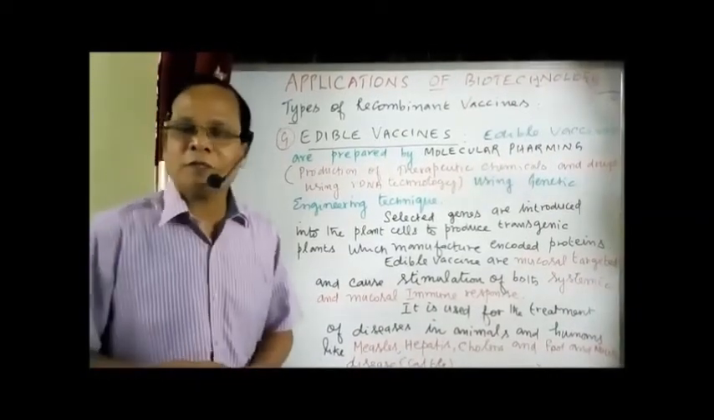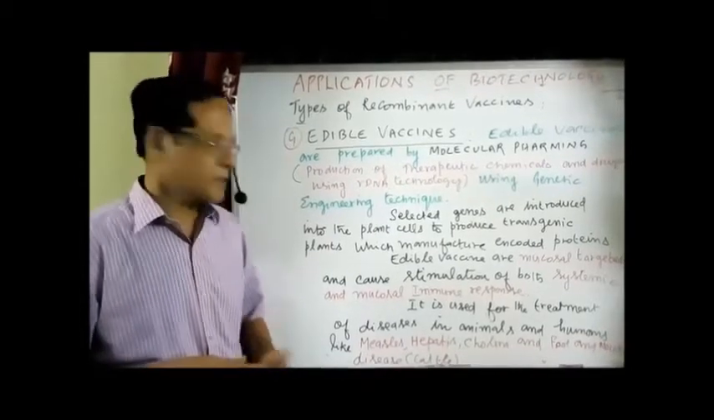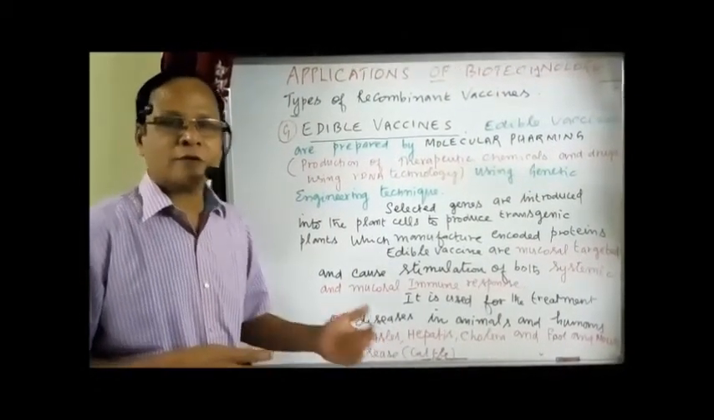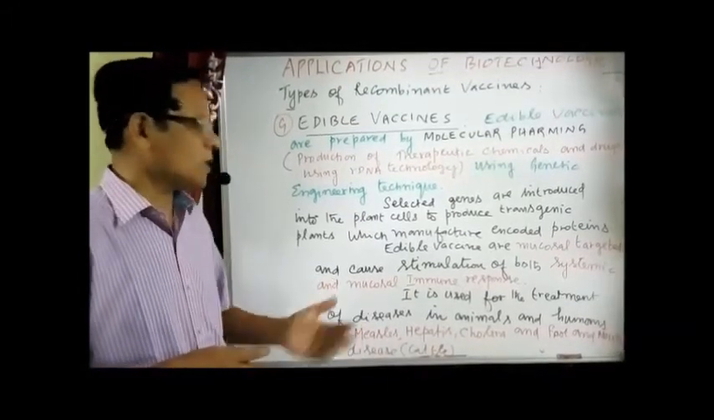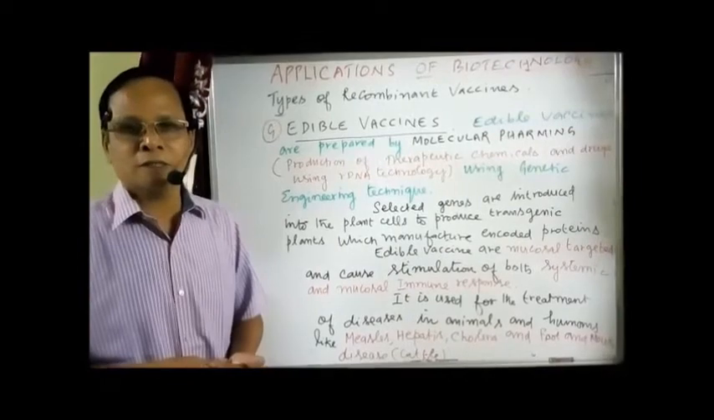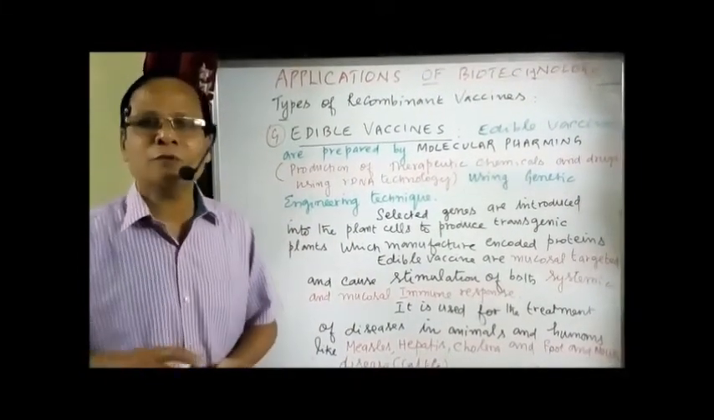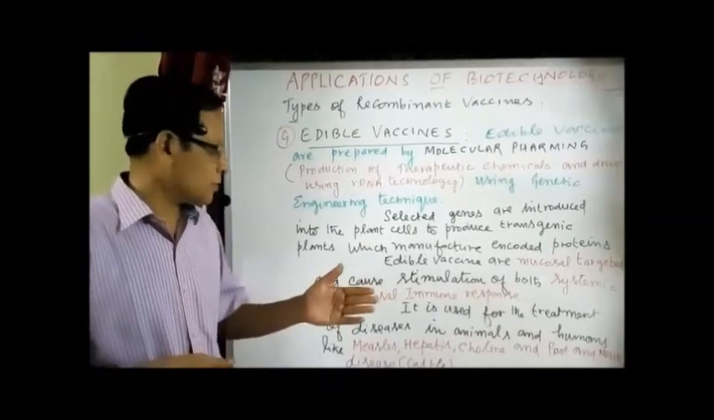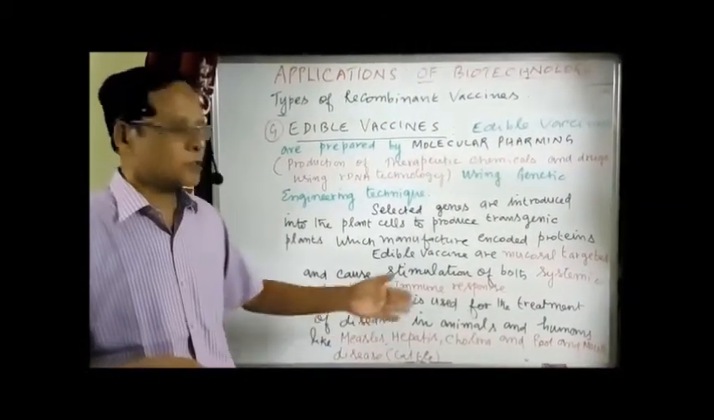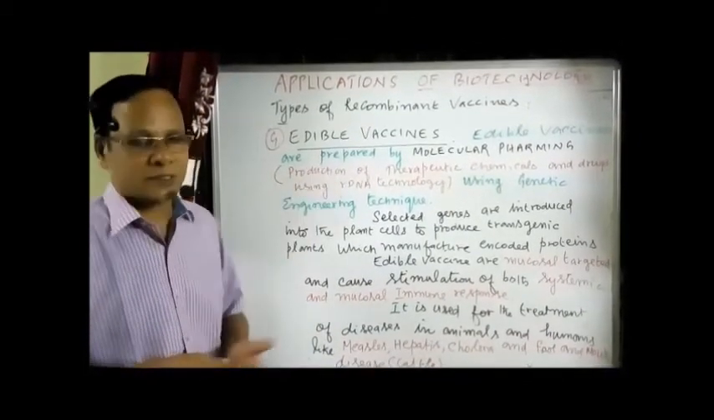Now, it is used for the treatment of a variety of diseases, both in animals and humans. For example, in human beings, measles, hepatitis, and also cholera. And in the case of cattle, we have foot and mouth disease. It is one of the diseases treated with the help of edible vaccines or subunit vaccines. So foot and mouth disease, a disease in cattle, and measles, hepatitis and cholera, the diseases of humans, are all treated with the help of edible vaccines.